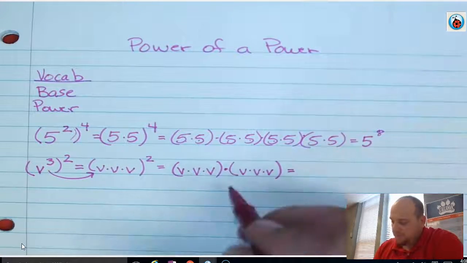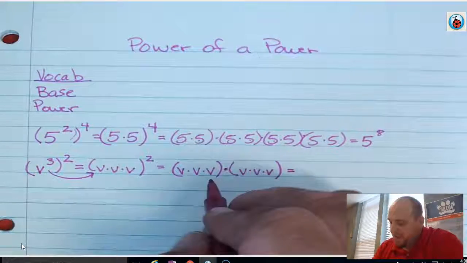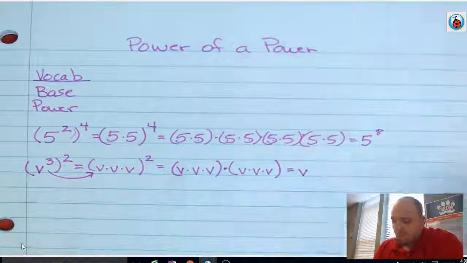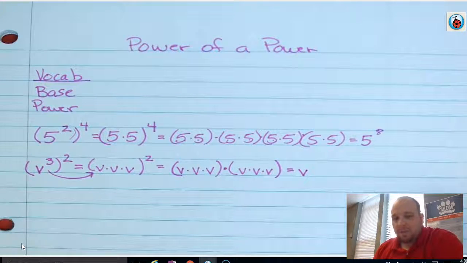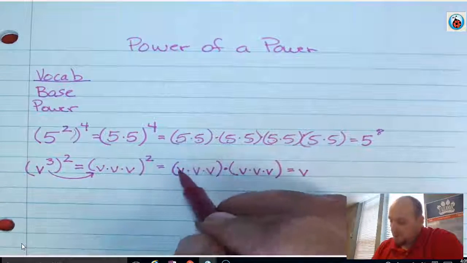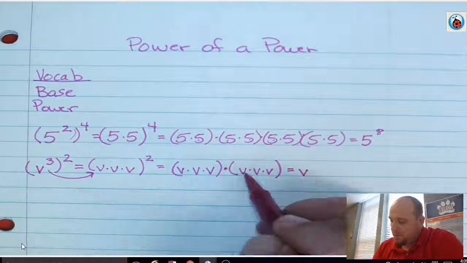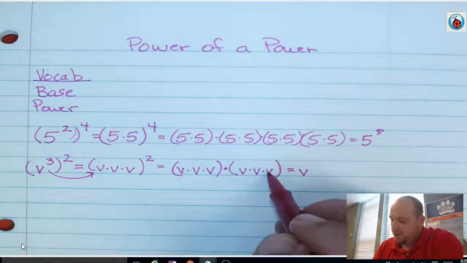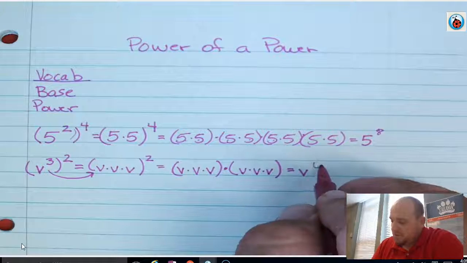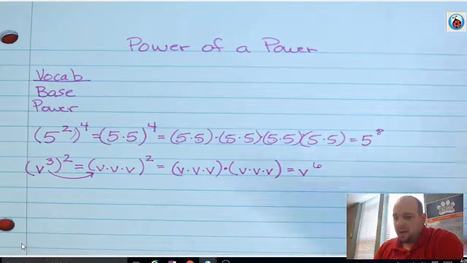What's my base? What's the number, or letter, being multiplied? In this case, it's v. How many times is v being multiplied? 1, 2, 3, 4, 5, 6. So I'm going to write 6 up there. And so there's my simplified answer of v to the 6th.